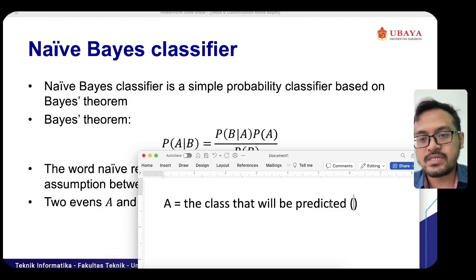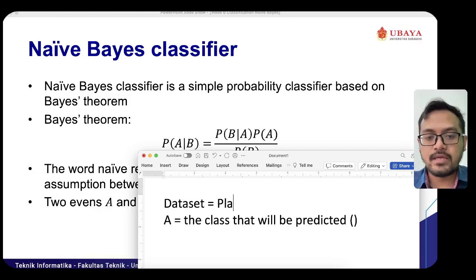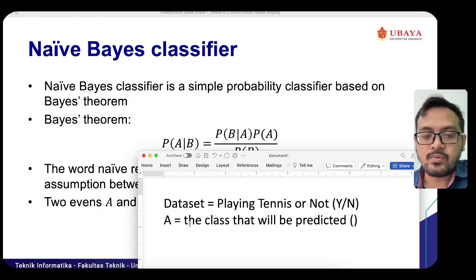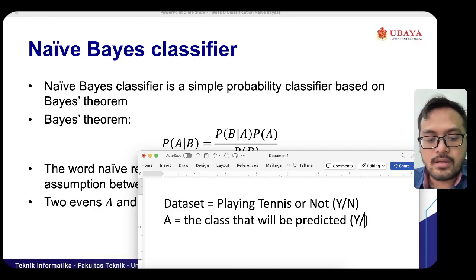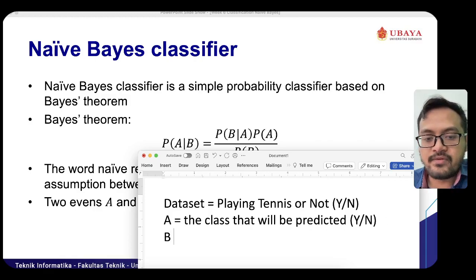On the next slides you will see the dataset for classifying playing golf or not. So the dataset, for example, is play golf or not, or playing tennis or not. It means yes or no. So A will be the class that will be predicted, the Y or N, yes or no, right? And B will be the features.